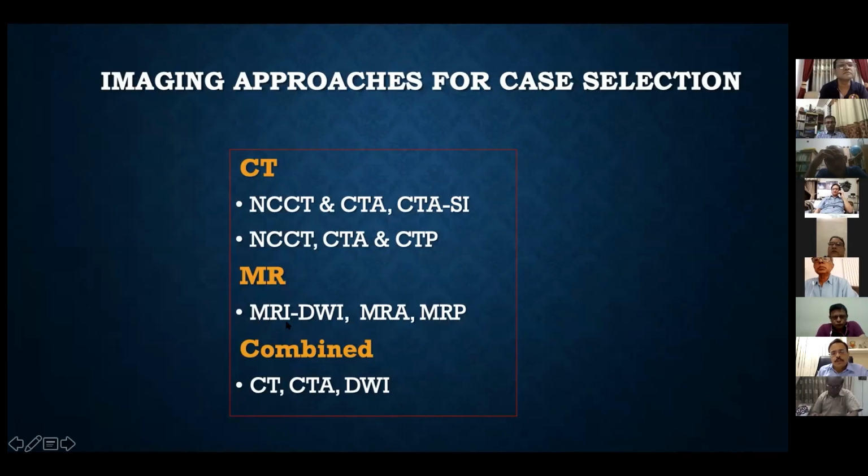Or some centers in the world are doing MRI DWI combined with MRA, and if need be MR perfusion. Or one can do a combined approach like we are doing now at Artemis. What we do is we quickly do CT and CTA, and then to look at the core, we do one sequence, DWI imaging. So these are the various different approaches by which you gather that information.